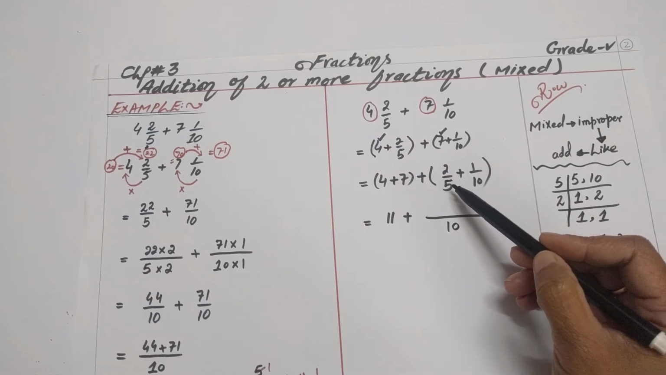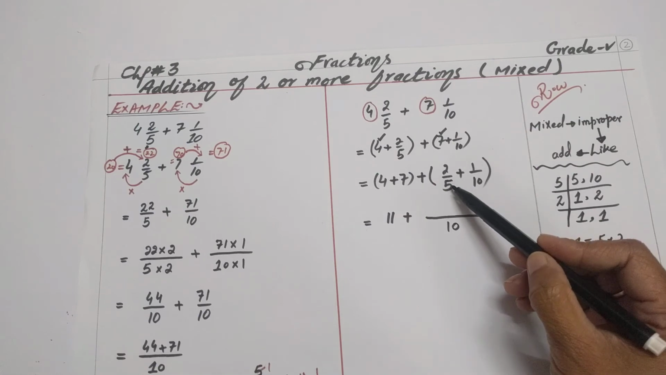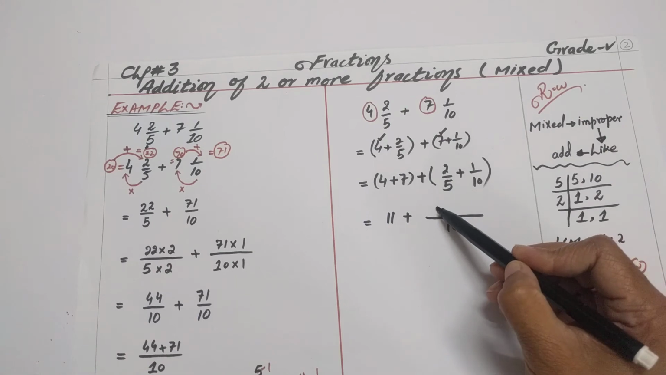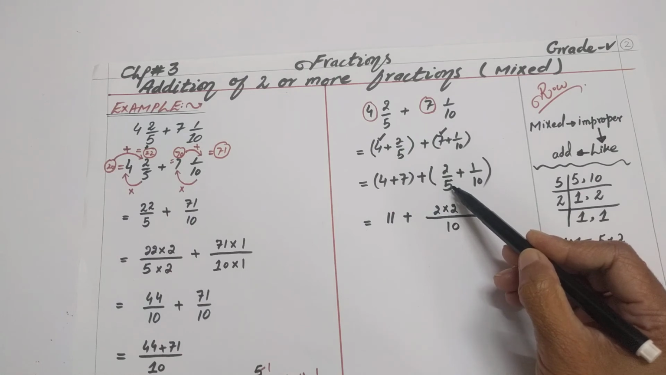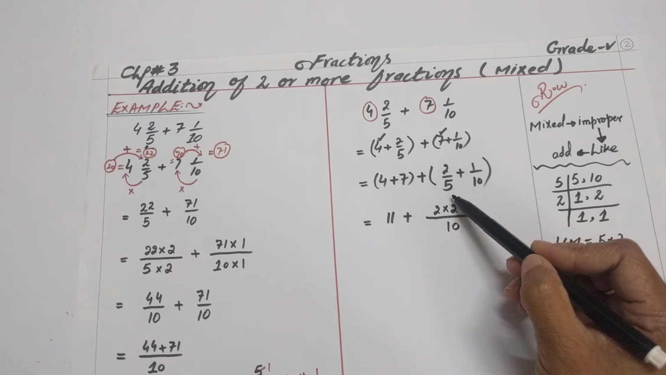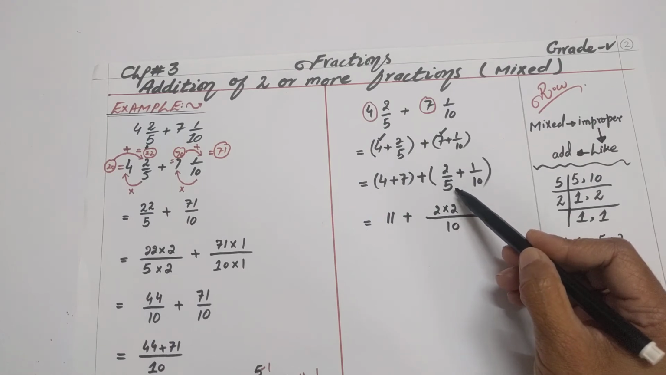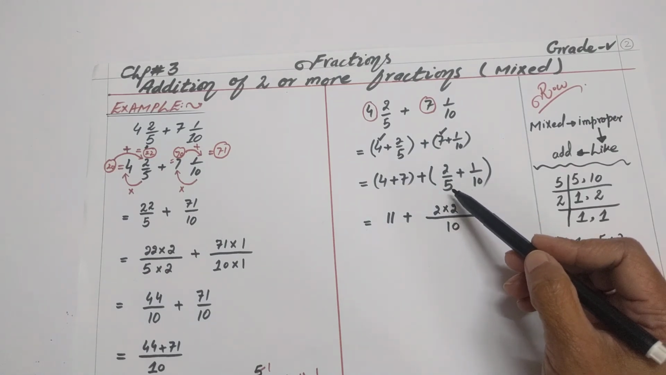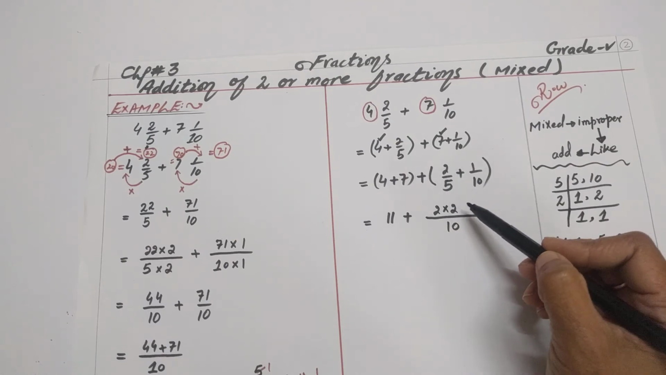5 is in the denominator. So as our LCM was 10, we have to complete it as 10. So 5 into what is 10? 5 2s are 10. So 2 into 2. 5 2s are 10, so 2 2s are 4. Because if we are multiplying it in the denominator, we will also multiply it by the numerator. So here we have 5 2s are 10, so 2 2s are 4. Clear?